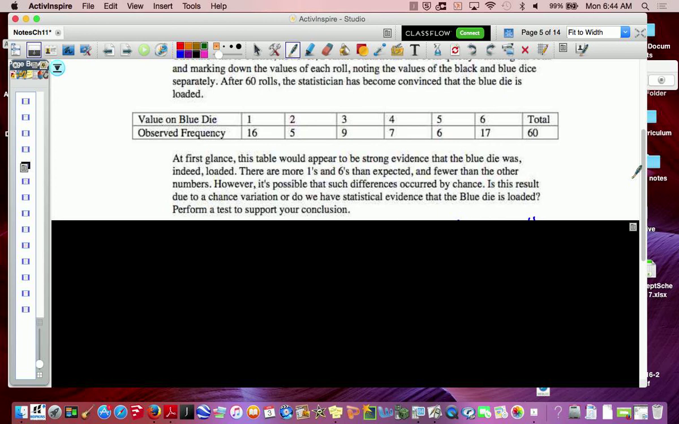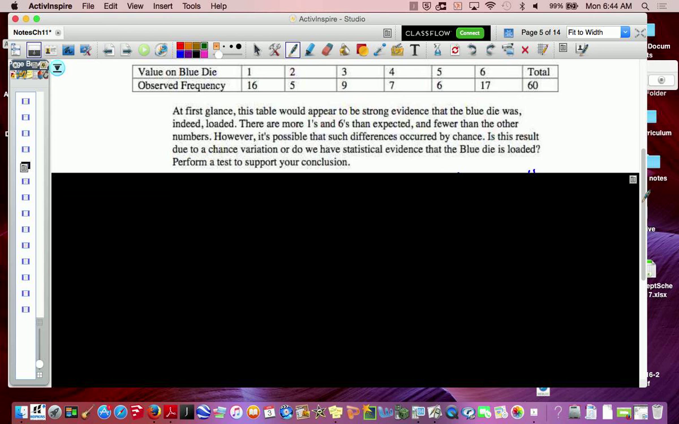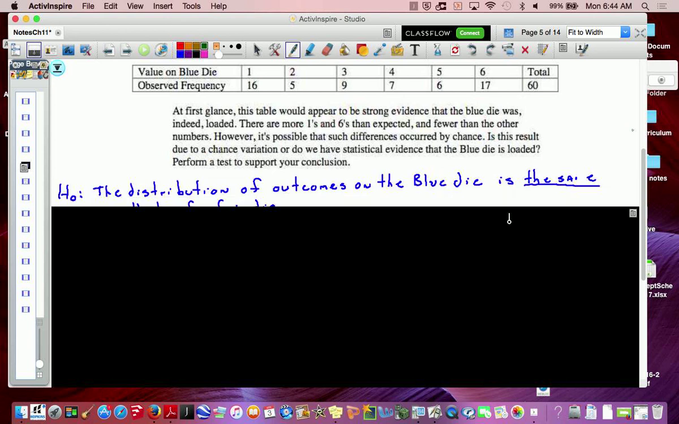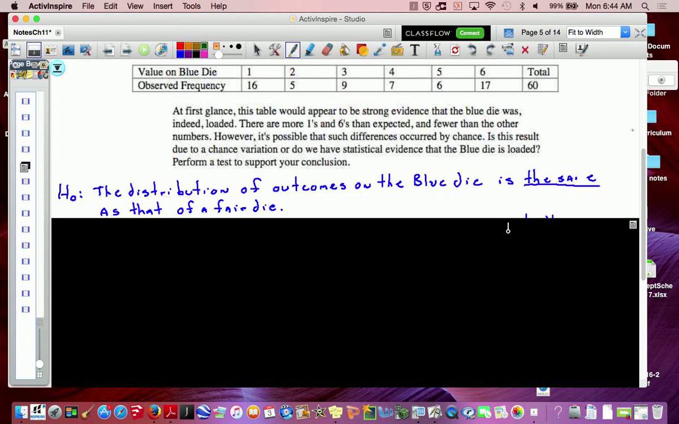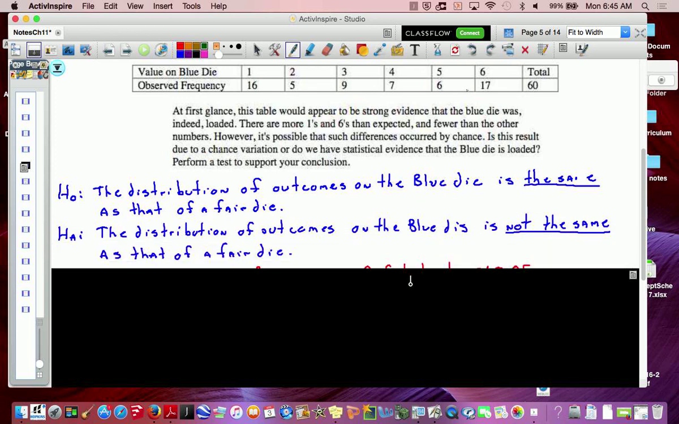All right, so my state. Well, the null hypothesis would say the blue die is fair. I'm getting an equal distribution. Okay? The distribution of outcomes of the blue die is the same as that of a fair die. It would be, if you're doing probabilities, 1/6, 1/6, 1/6, 1/6, 1/6, 1/6 for all of them. Okay? The alternative is to say the distribution is not the same.